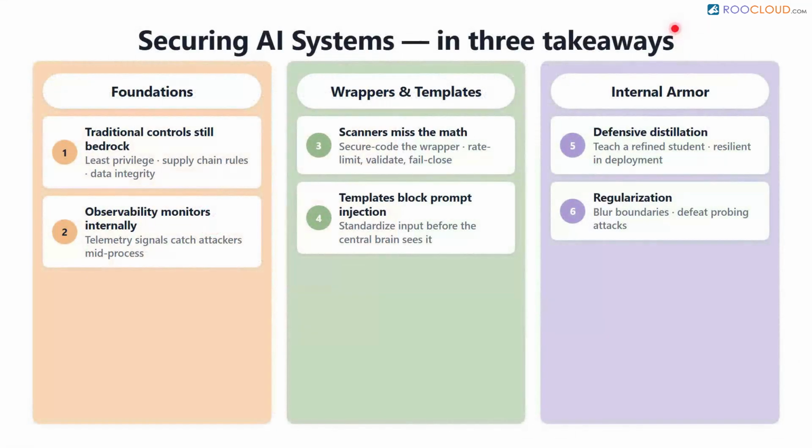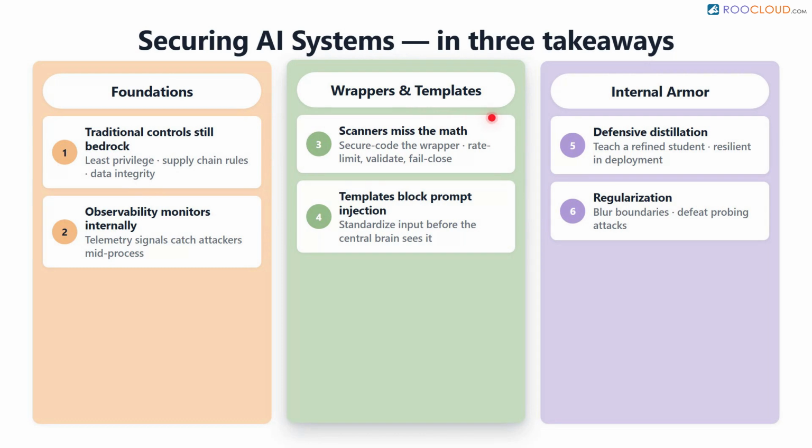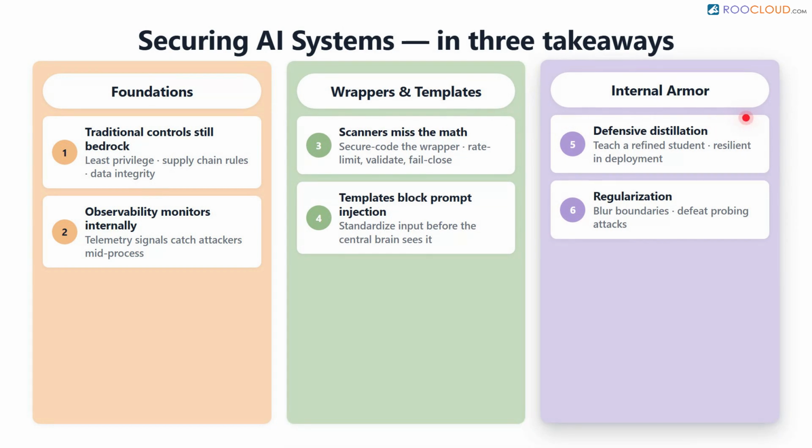Let us recap the key takeaways from today. We learned that conventional security practices, like strict access rules and data integrity checks, are the absolute foundation of trustworthy artificial intelligence. We discovered that while traditional code scanners cannot read mathematical algorithms, rigorous secure coding is still mandatory for the software surrounding the core system. We examined how prompt templates clean up user input to block injection attacks. And finally, we explored how defensive distillation and regularization act as internal armor, blurring boundaries and refining logic to frustrate attackers.